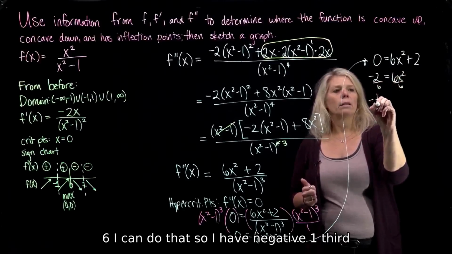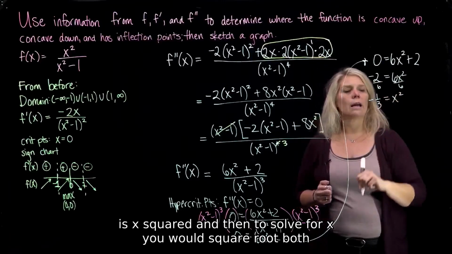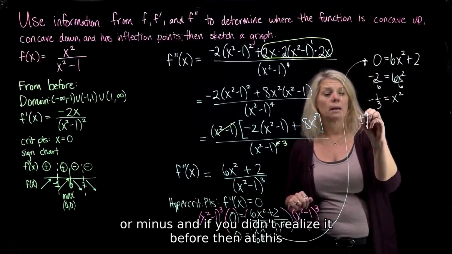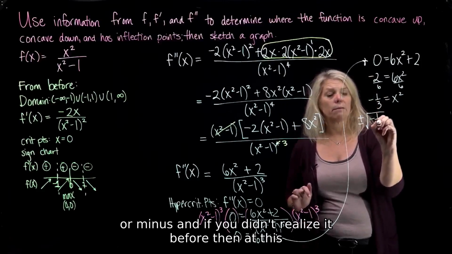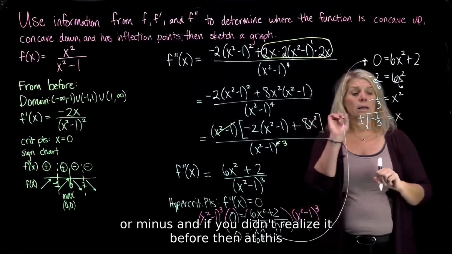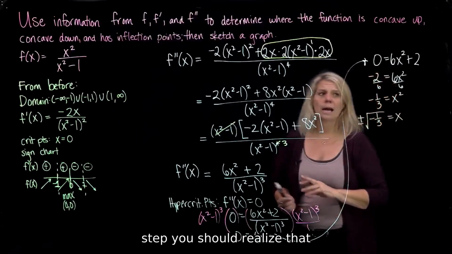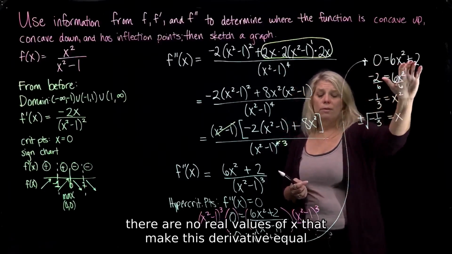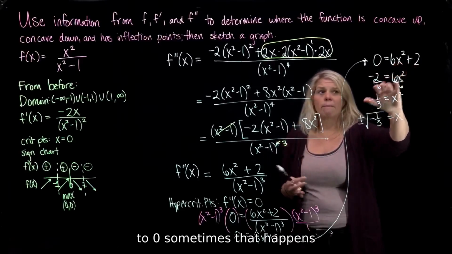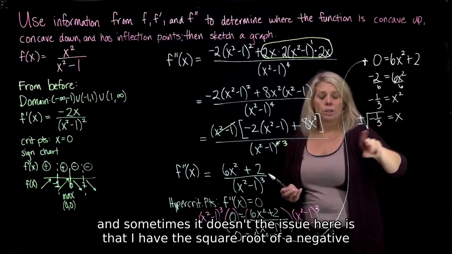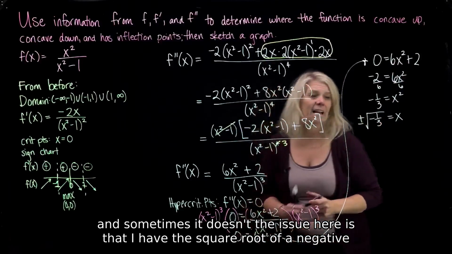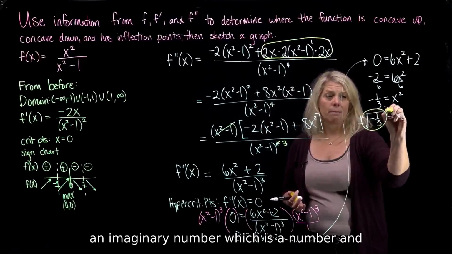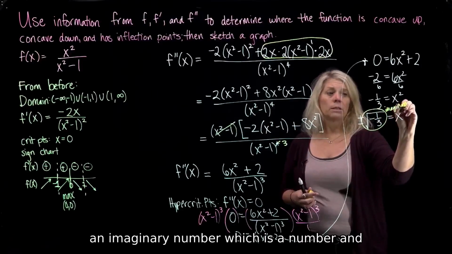So I have negative 1/3 is x squared. And then to solve for x, you would square root both sides. Don't forget a plus or minus. And if you didn't realize it before, then at this step, you should realize that there are no real values of x that make this derivative equal to 0. Sometimes that happens and sometimes it doesn't. The issue here is that I have the square root of a negative number. Square root of a negative number is an imaginary number, which is a number.